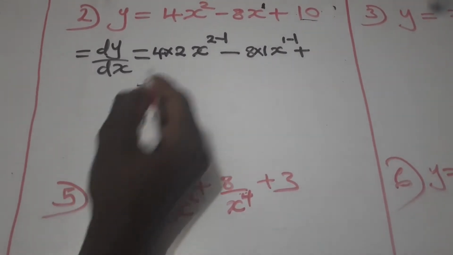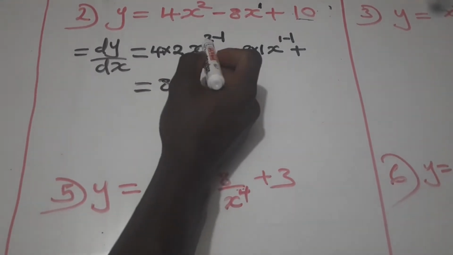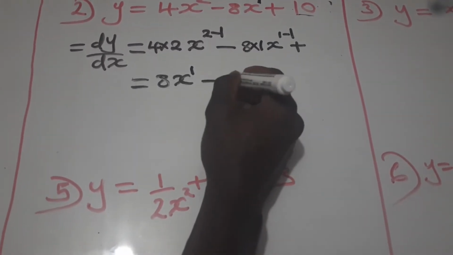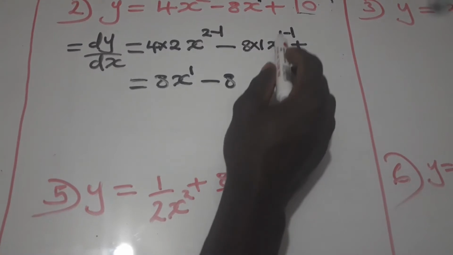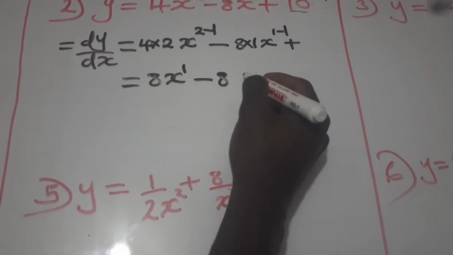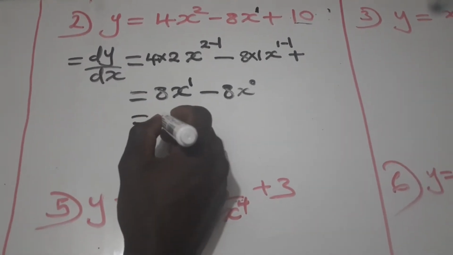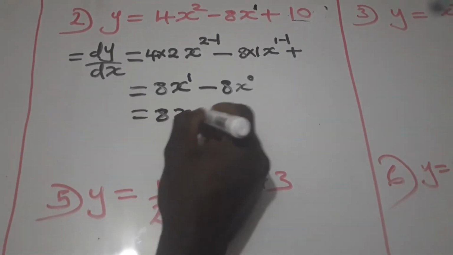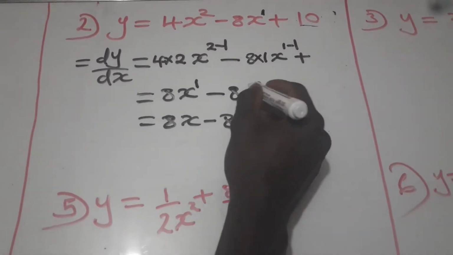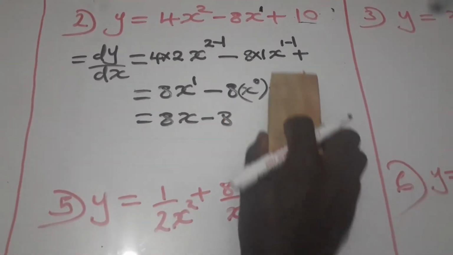So this will be 4 multiplied by 2 is going to give us 8x, and then 2 minus 1 is going to give us 1, and then minus 8 multiplied by 1 is 8, and then x raised to power 1 minus 1, it's 0. If x is raised to power 0, it means it's 1. So this is equivalent to 8x minus 8, because any number raised to power 0 is 1. So this x of ours is equivalent to 1. Are we together? So there you have it.